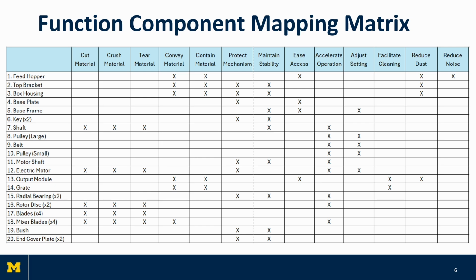The function component matrix shows how the components directly perform the function as per the FAST diagram. We can see all the components are mapped to their respective function; none of them is unmapped. For this matrix, the most covered function is maintain stability and the least covered function is adjust setting. On the component side, the box housing and motor shaft are the most multifunctional. At the other end, the keys and bush are the least multifunctional.